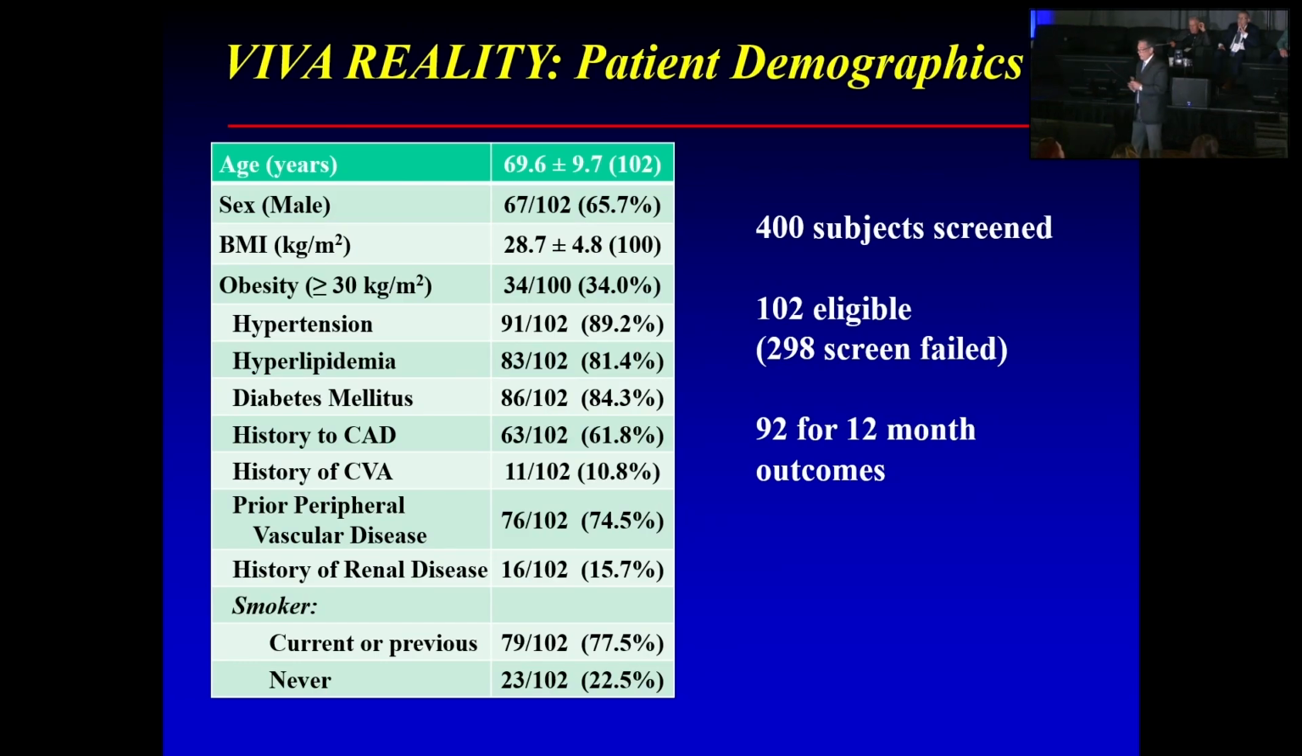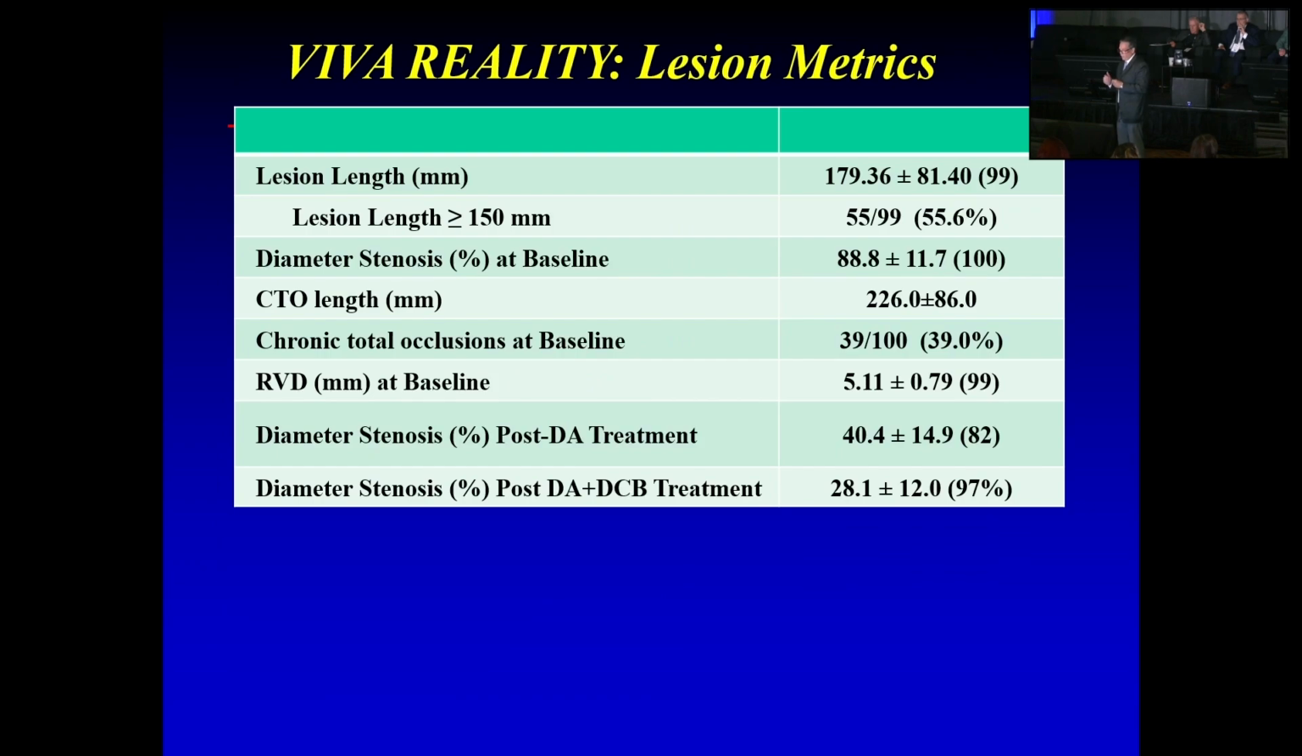Fast forward about 4 or 5 years, and now you have VIVA REALITY. This was about a 100-patient group that were screened, slow to enroll, but you can see the metrics of the patient population that was enrolled. The lesions were heavily calcified and long. So both calcific and long lesions are what got you into REALITY. The lesion length was about 18 centimeters, plus or minus about 8 centimeters. So it's a real lesion cohort. The diameter and CTO length was about 22, 23 centimeters.